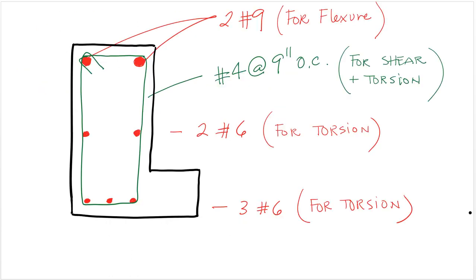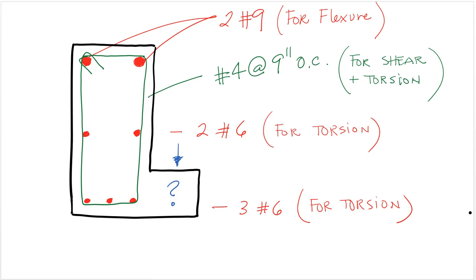So, in summary, the design of our beam requires 2 number 9s for flexure at the top, stirrups number 4 at 9 inches on center for shear and torsion, and 5 number 6, which are going to be placed as shown here. And the idea is that those rebars should be placed along the perimeter of the transverse reinforcement. The last remaining question is, what happens here in this little ledge that holds the load?